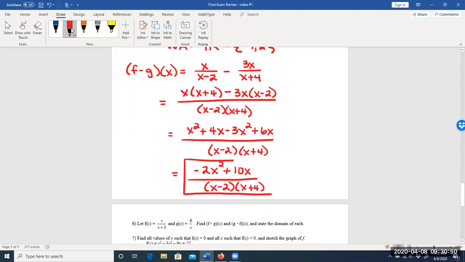The domain here is the same domain as f plus g. So I'm just going to write same domain. Until we get to f divided by g, we're going to have the same domain.